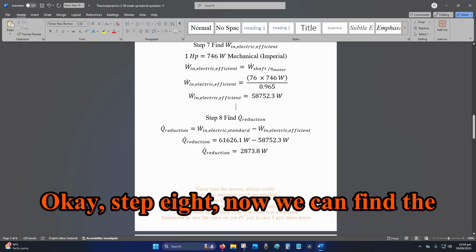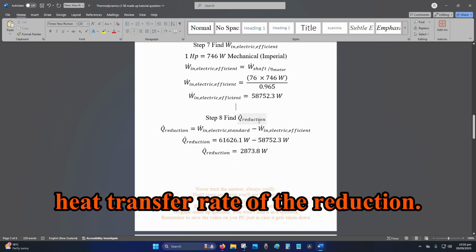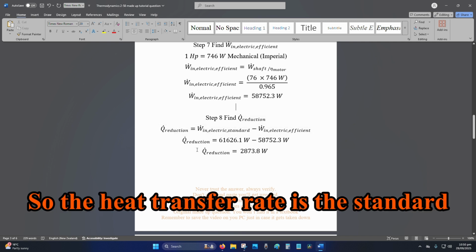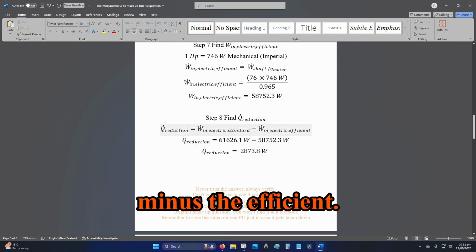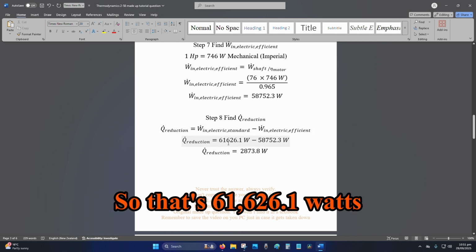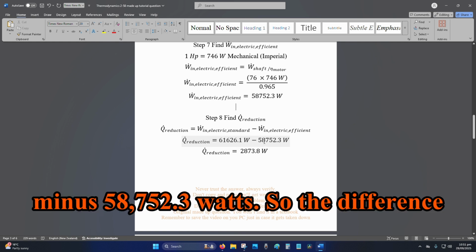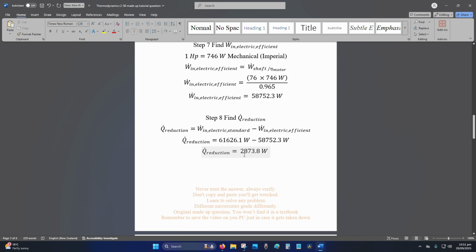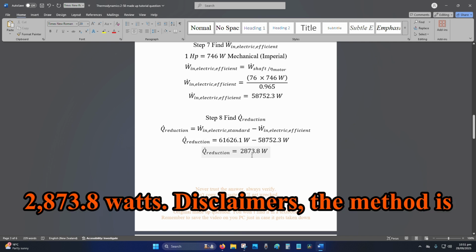Okay, step 8. Now we can find the heat transfer rate of the reduction. So the heat transfer rate is the standard minus the efficient, so that's 61,626.1 watts minus 58,752.3 watts. So the difference in the heat transfer rate reduction is 2,873.8 watts.